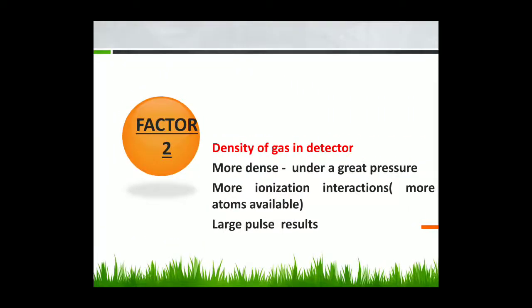Factor 2 is the density of the gas in the detector. The detector is filled with what type of gas? If it is more dense, then it is under greater pressure. So more ionization interactions will occur because more atoms are available. So the pulse size will be large.